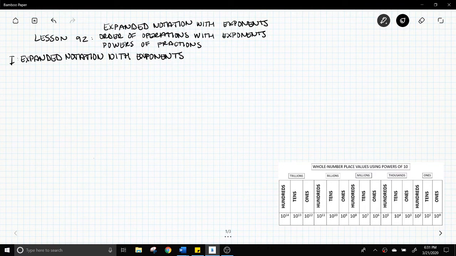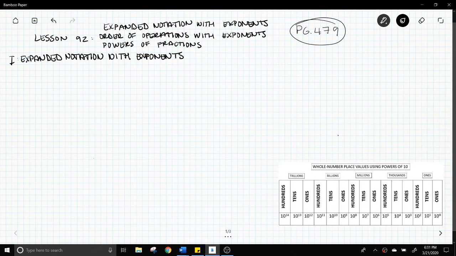We're going to do lesson 92, expanded notation with exponents, order of operations with exponents, and powers of fractions. So we'll go through each of these three sections just in order. Make sure you have your book, and we're starting on page 479. Also make sure, again, that you have pencil and paper. Follow along with taking notes and listening and looking in your book, okay?